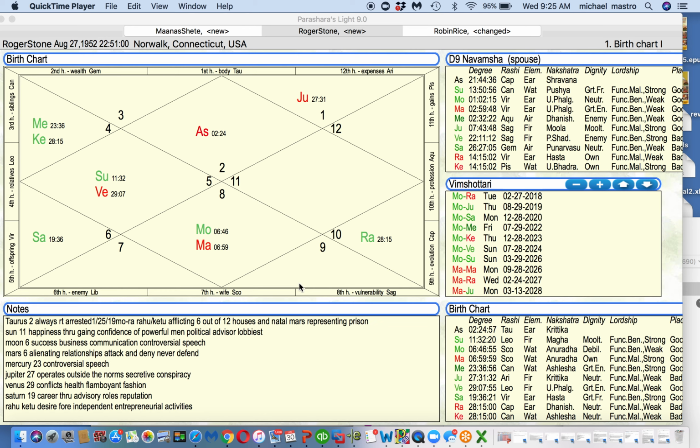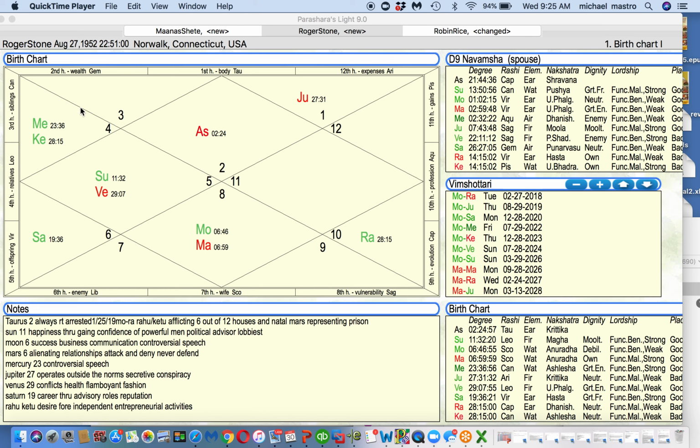He's very secretive, conspiracy theories, he believes in them. Venus is at 29 degrees. Any planet that's more than 25 degrees or less than 5 degrees becomes weak. It is also a functional malefic because it rules that seventh sign of Libra, so it can bring some health issues at some time and a lot of conflict in his life.